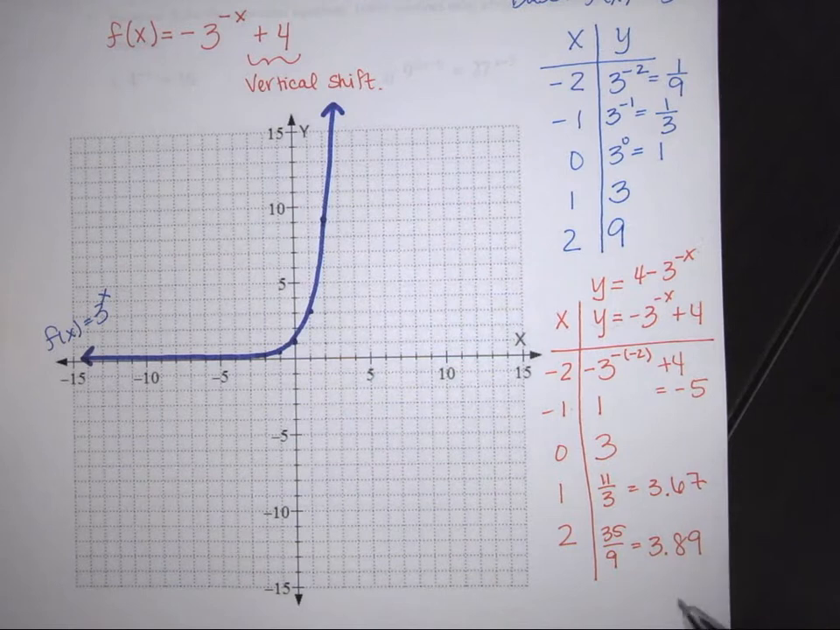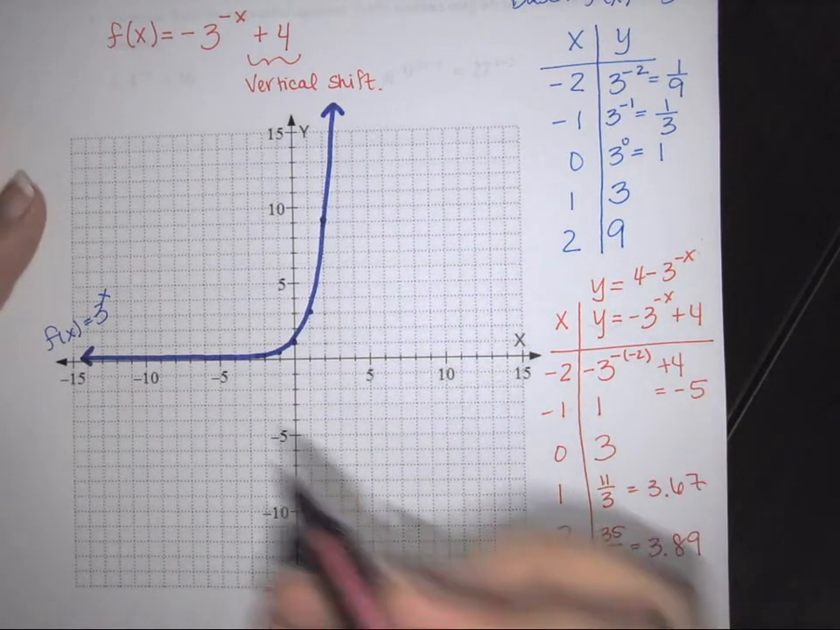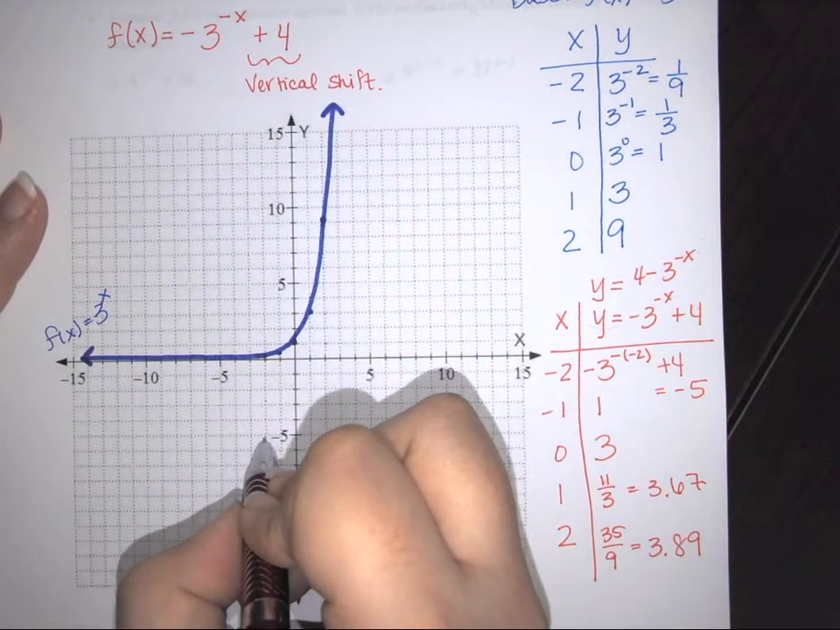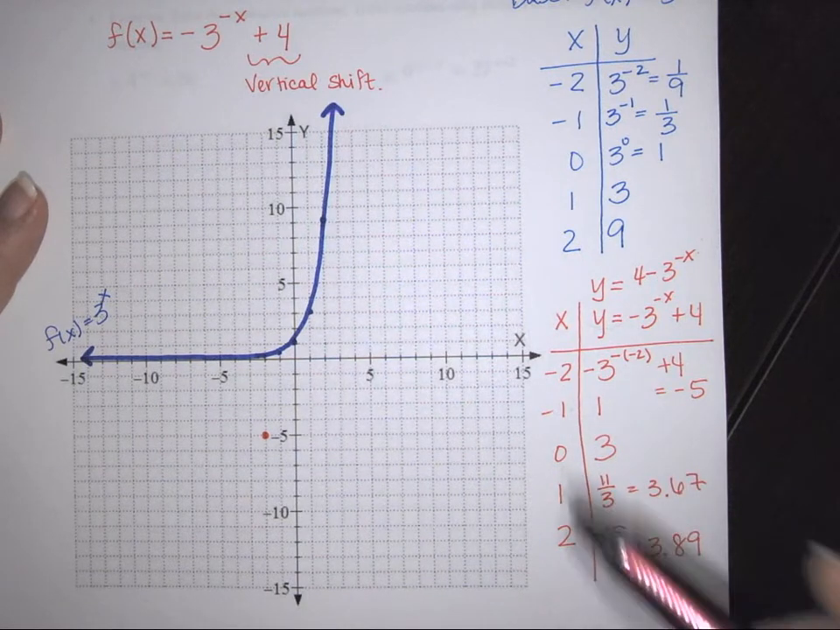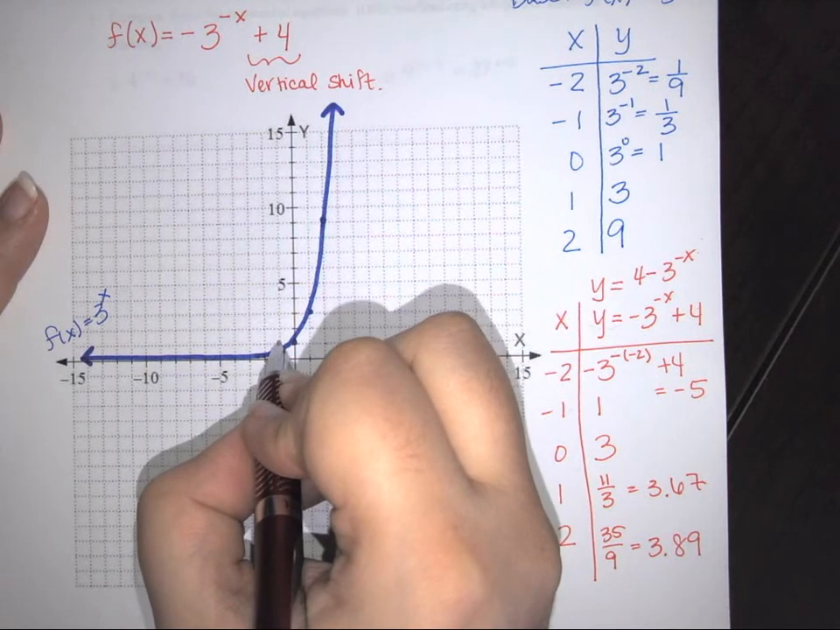So I'm going to graph these points. So first and foremost, at negative 2, I'm down at negative 5. So 1, 2, 3, 4, 5. At negative 1, I'm at 1. So at negative 1, I'm at 1, which is right here.